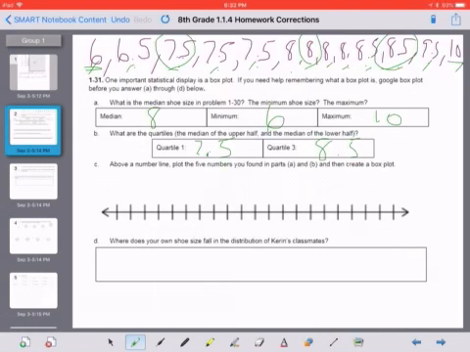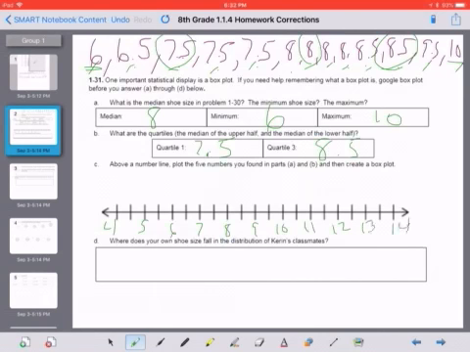The next thing is I have to plot them on the number line. So I have to decide what to count by. I went up by halves, and I'm going to start at 4. I'm going to label just my whole numbers, not my halves, but I know that they're there.